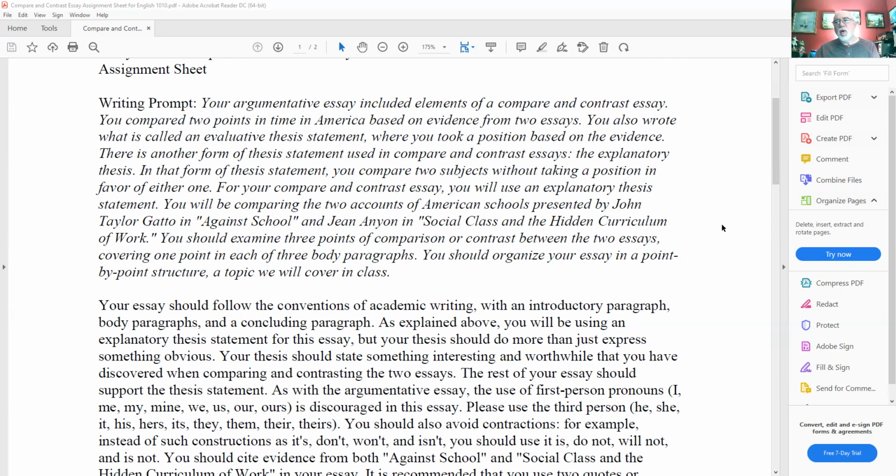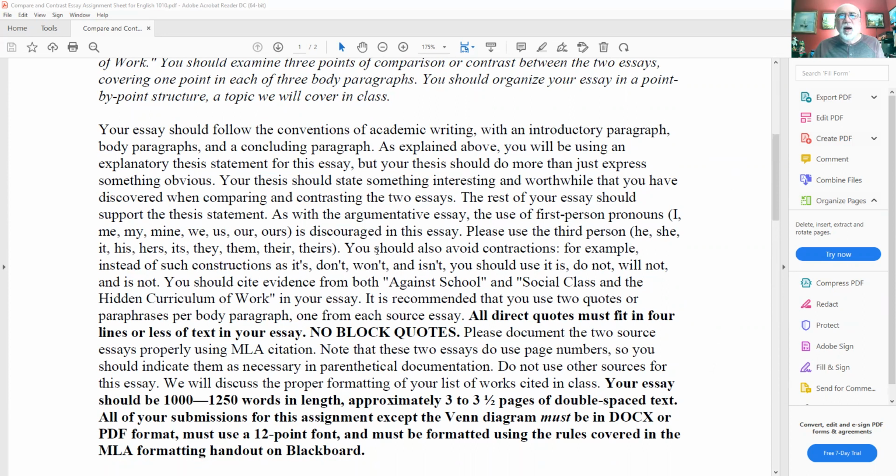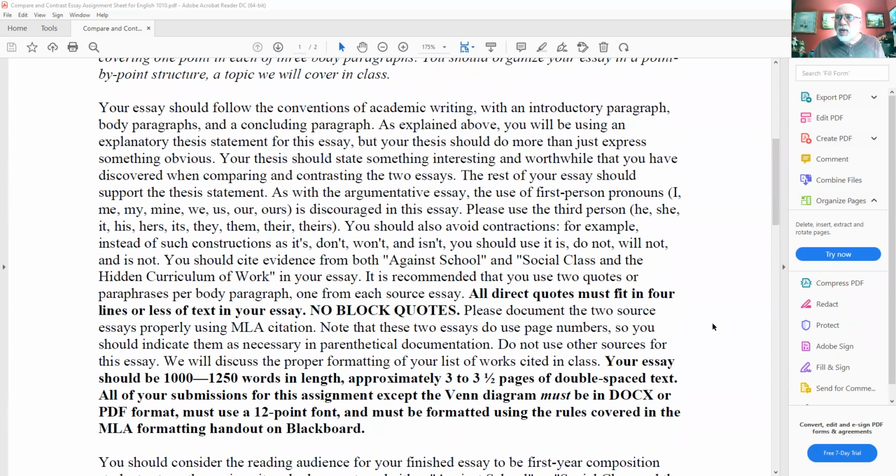But by the same token, it shouldn't just express something obvious. Your thesis statement should not just express something obvious. And I write that down here. It should say something interesting and worthwhile that you've discovered when comparing and contrasting the two essays.